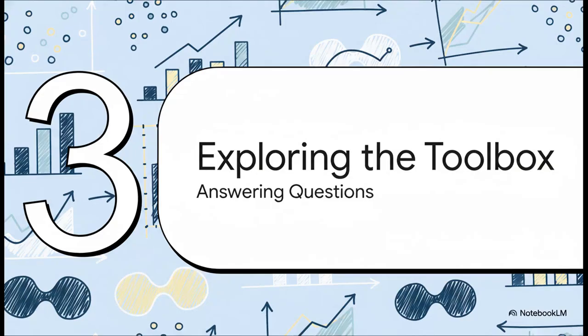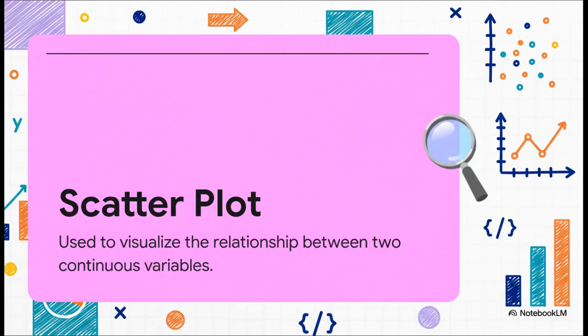All right, now for the fun part. Section 3, Exploring the Toolbox. Let's dive into some of Seaborn's core functions and see how these tools can help us answer real questions with our data. Okay, first up, the scatterplot. This is your absolute go-to, your bread and butter for visualizing the relationship between two continuous variables. You know, you're trying to answer questions like, hey, is there a connection between how big a restaurant bill is and the size of the tip someone leaves? A scatterplot is perfect for that.